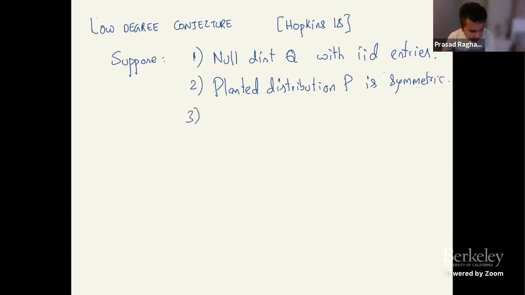And then let's assume that something more than log n, like log n to the 1 plus epsilon degree polynomials, fail to distinguish P and Q.